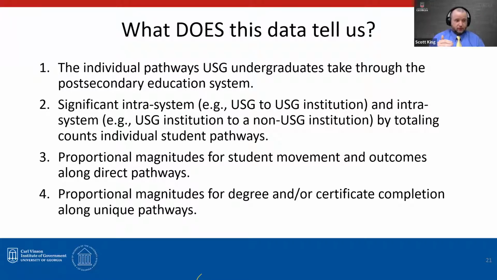We can use those pathways, aggregate them, and count them by how they flow between different institutions, specifically measuring the proportional magnitude, so the percentage of those counts as they move from one institution to the next. And then we can use those counts to understand how students are flowing from one institution to the other. And because we've attached degree information to this, we can also talk about what kind of outcomes they had along the way, and if they earned a degree, what kind of degree they earned.